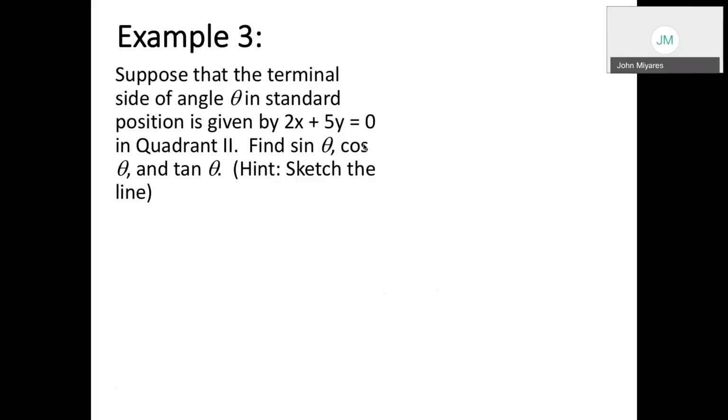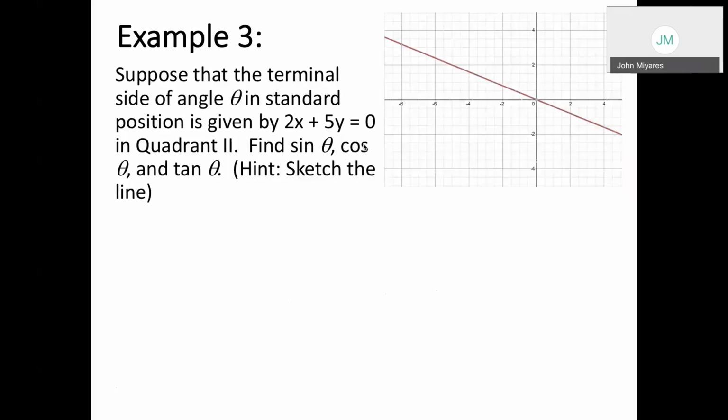2x plus 5y equals 0 is a straight line. If I rearrange it, what you're going to see is it has a line with a slope of negative 2/5, and it will pass through the origin. It turns into y equals negative 2/5 x. But we're only interested in the part of this line that lies in quadrant 2. So we're going to cut off the part of the line that continues into quadrant 4.